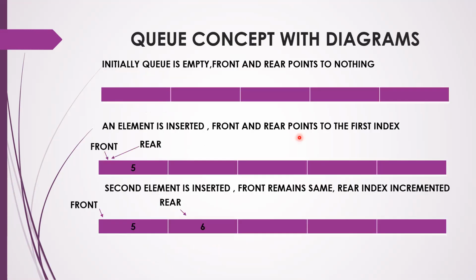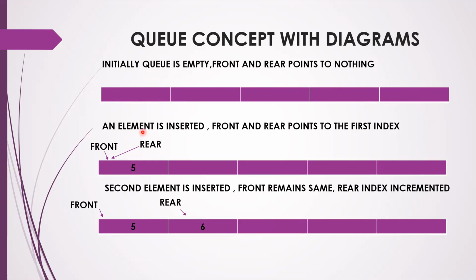So before going to the algorithm, let's see how queue is performing its operation with the diagrammatic representation. So initially, we will have an array, an empty array, while we didn't do any insertion or deletion. This is an empty array. So initially queue is empty, and the front and the rear point to nothing.